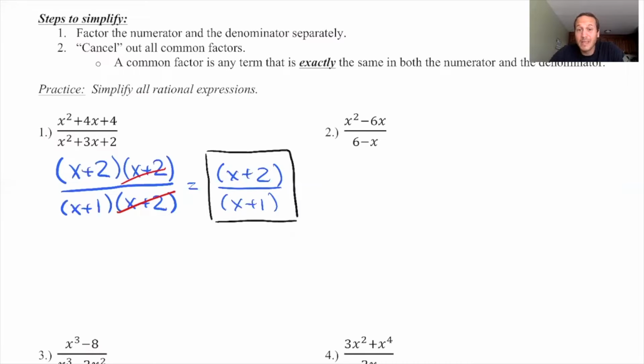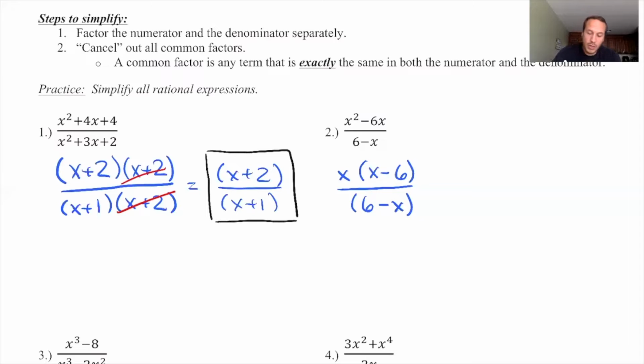Question 2, again, I want to factor x squared minus 6x over 6 minus x. Well, I look in that numerator, it is not factored completely. So if I factor that completely, I'm going to pull out a GCF of x. I'm left with x minus 6. In the bottom, I'm left with 6 minus x, because that is factored completely. Now, this right here is that one special case where, if you read, it says a common factor is any term that is exactly the same. Well, I don't have anything that is exactly the same.